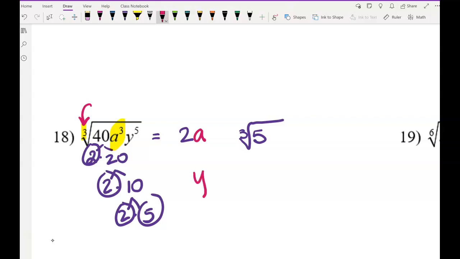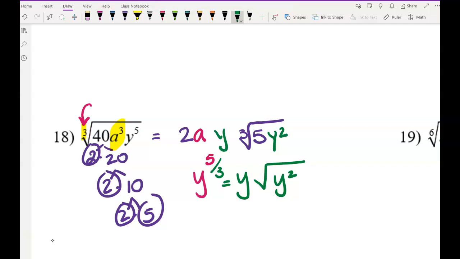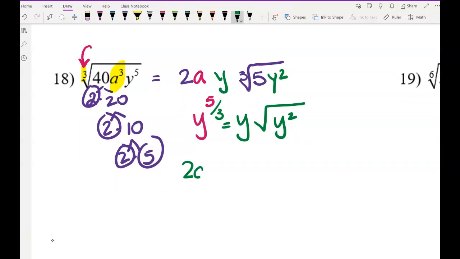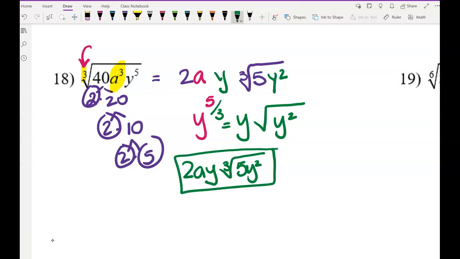Y to the 5th, guys. Y to the 5th divided by our index of 3. So that means I'm going to have 1 full y. And then there are 2 y's left. Since I have 2 y's left, it's going to stay on the inside just like that. Okay, so on the inside, I will have y squared. On the outside, I will have 1 y. So it's going to look more like this: 2 times a times y left over cube root of 5y squared. Box that up since we do not need to worry about absolute value.